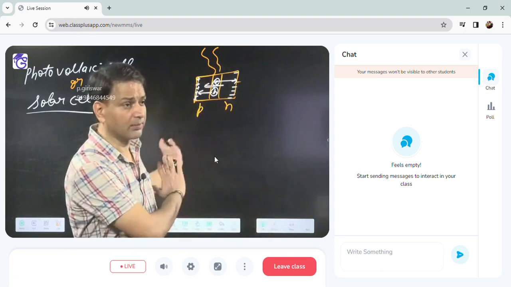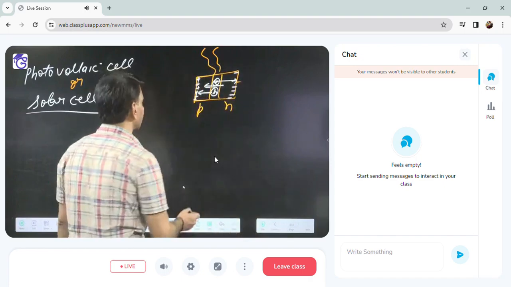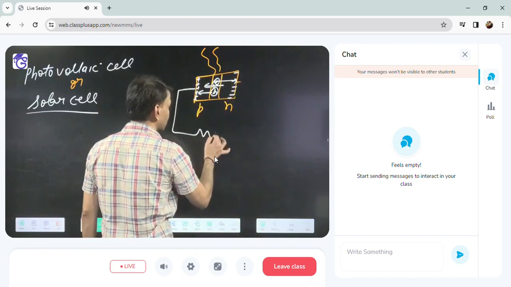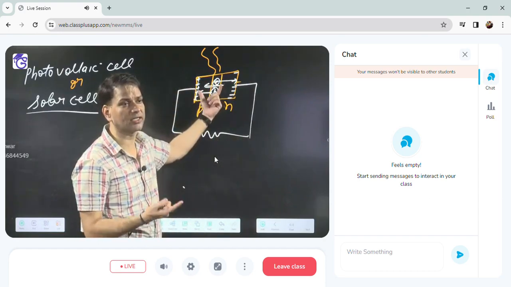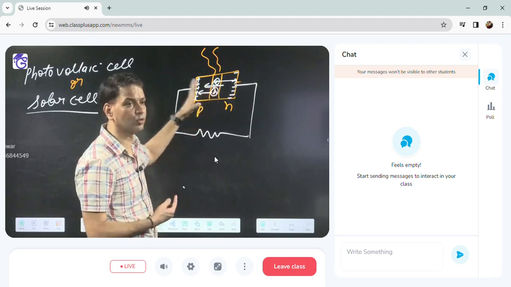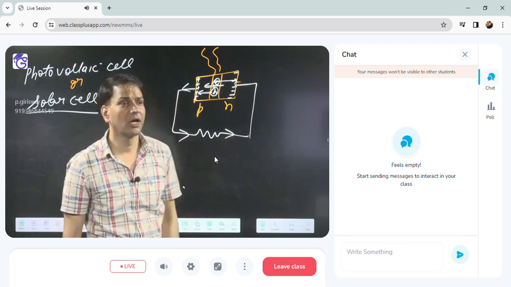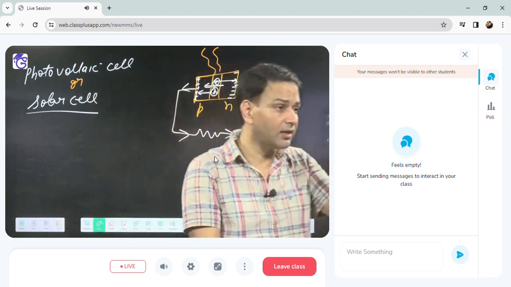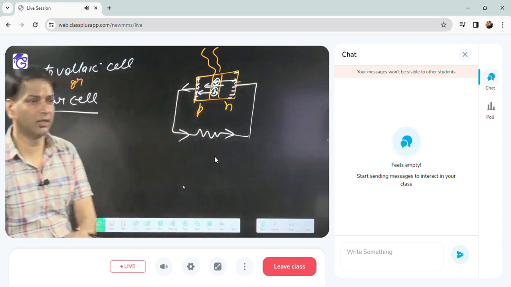So that polarity developed, that's why it is a cell. Now suppose I connect an external circuit, an external resistance. It will behave like a cell, and in a cell we know that current flows from the positive terminal to the negative terminal. Then current will flow from P to N. Understood? In this way we can get the EMF. That's why it is called the photovoltaic or solar cell. Understood?